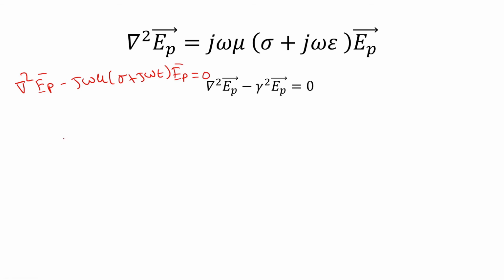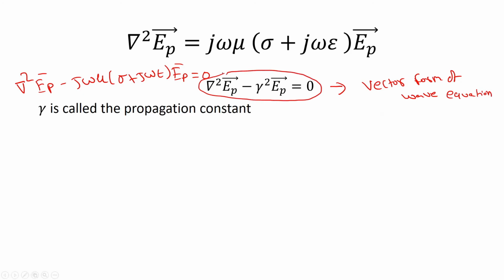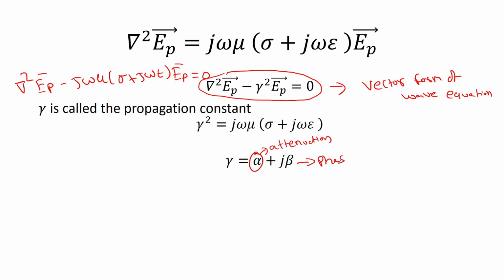This is of the form del square E bar minus gamma square E bar is equal to 0. This is the vector form of the wave equation we have seen. We have seen the scalar wave equation. This is the vector form of the wave equation, where gamma is called the propagation constant. This gamma comprises two factors, alpha plus j beta, where alpha is the attenuation constant and beta is the phase constant.